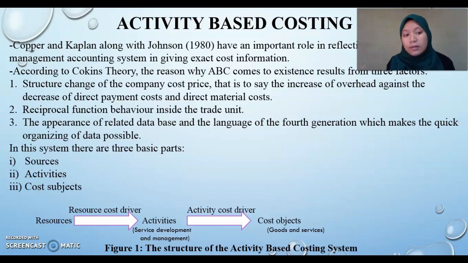of databases. In this system, there are three basic parts: resources, activity, and cost object, which is the structure of ABC.